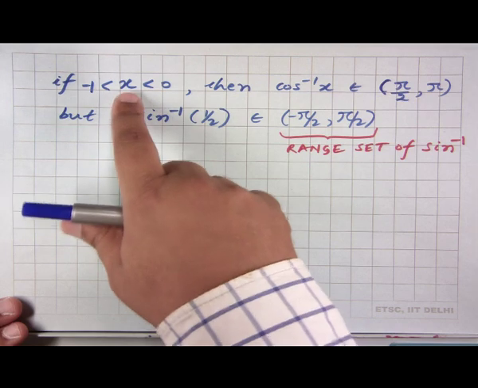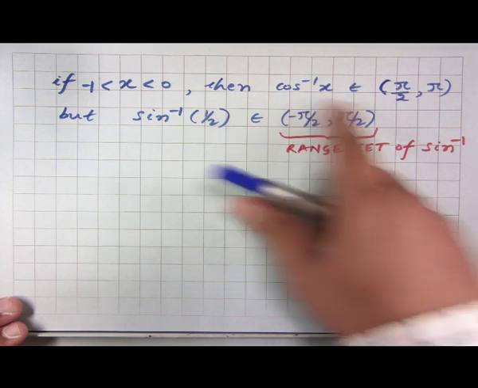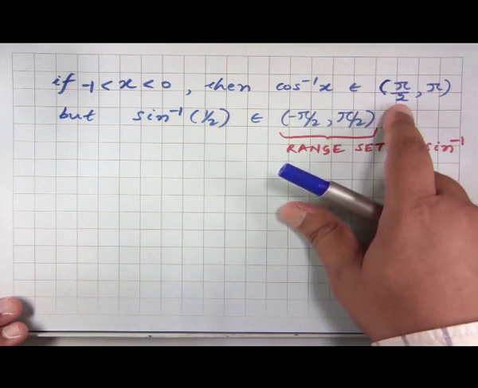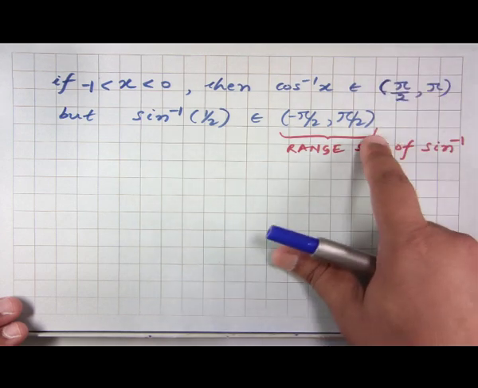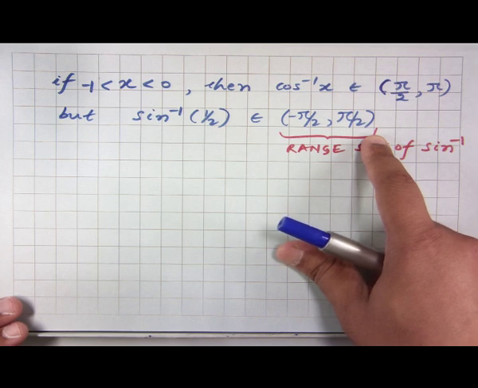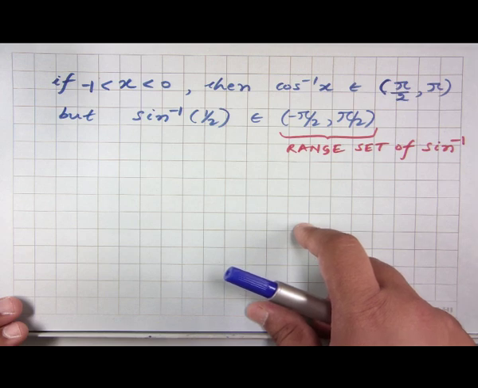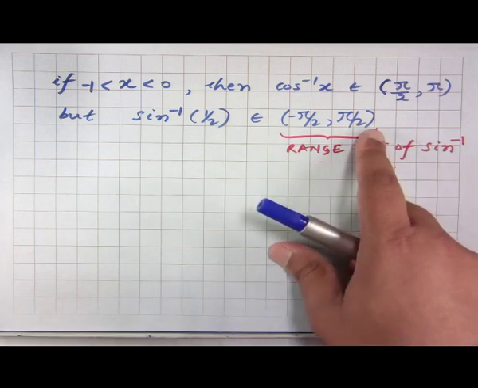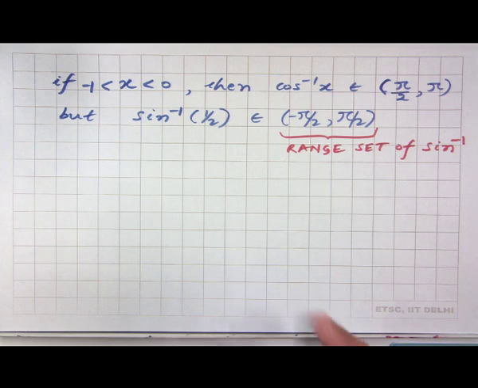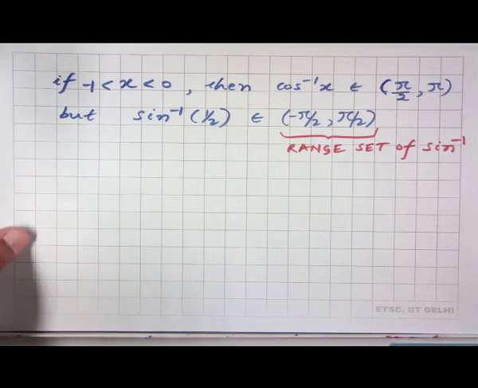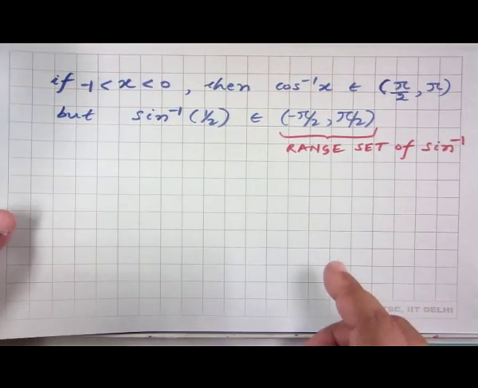Whereas, if x is in the interval -1 to 0, then cos inverse x will belong to another interval pi by 2 to pi, and we see that this interval and the range set of sine inverse are mutually exclusive. So, the intersection of these two is the null set, and therefore, we end up with the problem that we got a value of x which does not lie in this interval. This is the basic pattern of the problem that we might face.